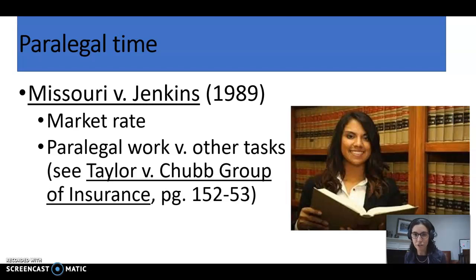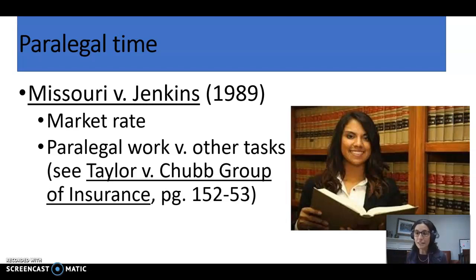What's the key to focus on for your paralegal work? I mentioned the Taylor versus Chubb Group Insurance case here on the slide, but you can also see the next case. There's a couple of cases discussed on those 2 pages of your book. Think about the tasks that you are doing as a paralegal that are separate from what we would call administrative tasks. That would include legal research, interviewing witnesses, helping clients, preparing documents, conducting document review, preparing exhibits, setting out deposition notices, scheduling depositions. These are all paralegal tasks that are billed to clients and are also recoverable as fees.